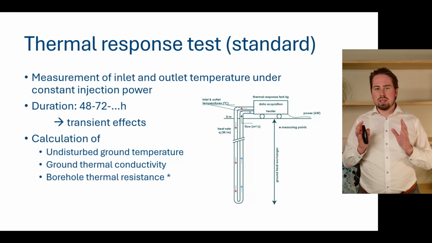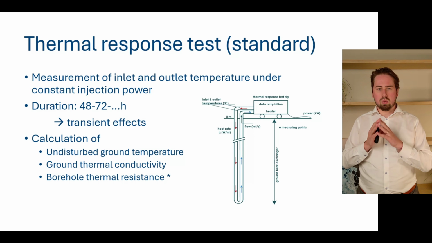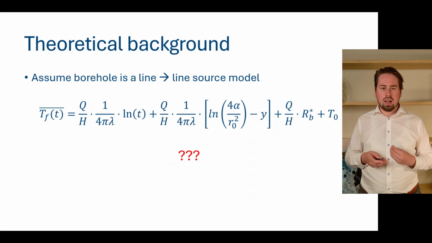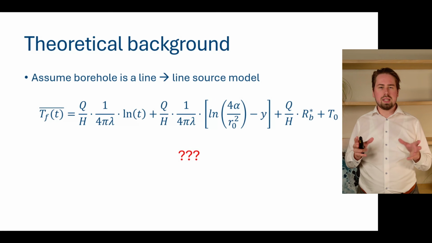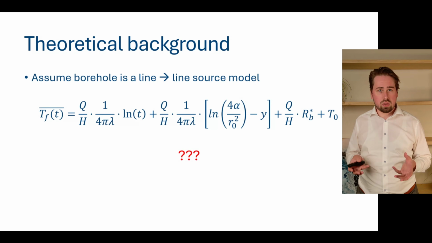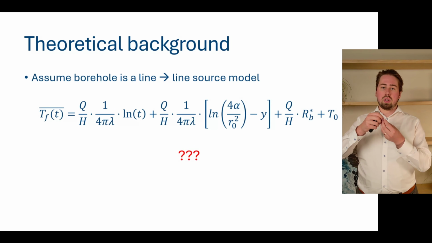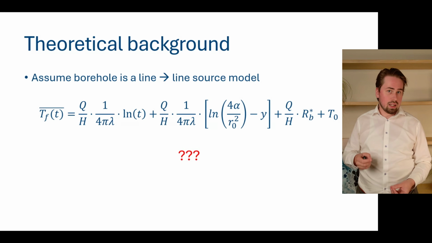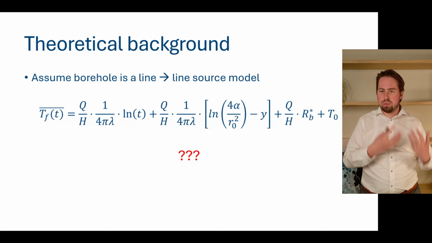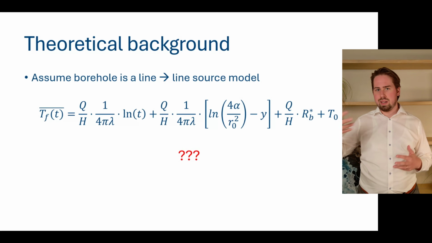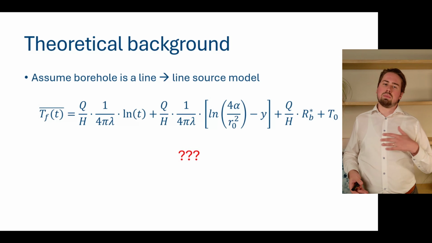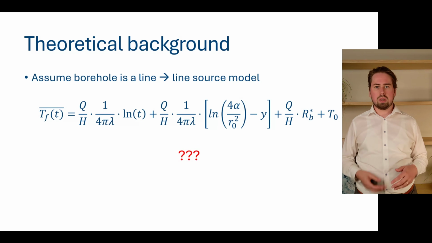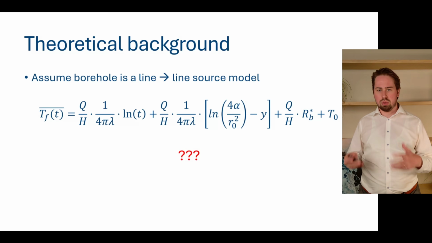Now, how does this thermal response test work? What's the mathematics behind this analysis? And that's a very complicated formula. And basically, it's based on the line source model. So a borehole is assumed to be a line, and we express the average fluid temperature in function of quite a lot of parameters. There is the ground thermal conductivity, there is the borehole depth, there is the injection power, there is the ground thermal diffusivity, borehole radius, and so forth.